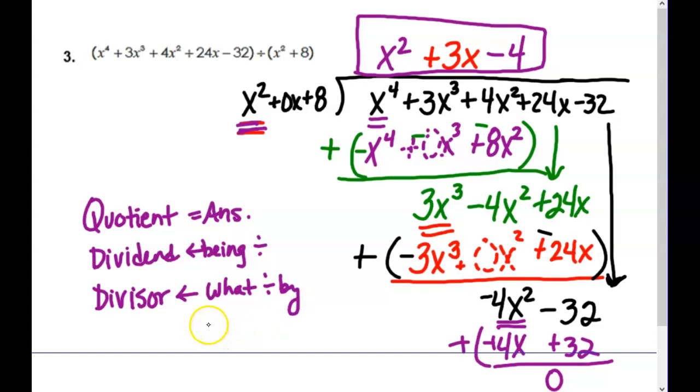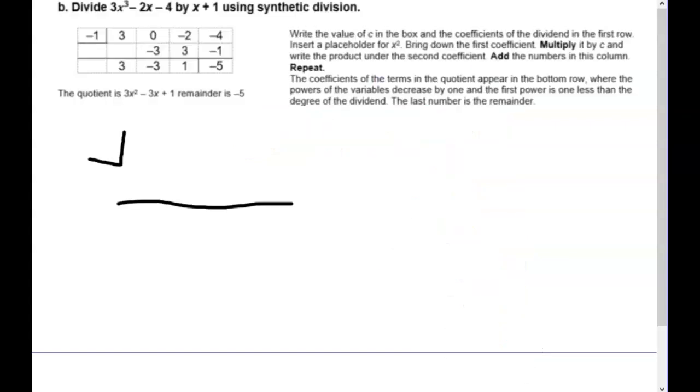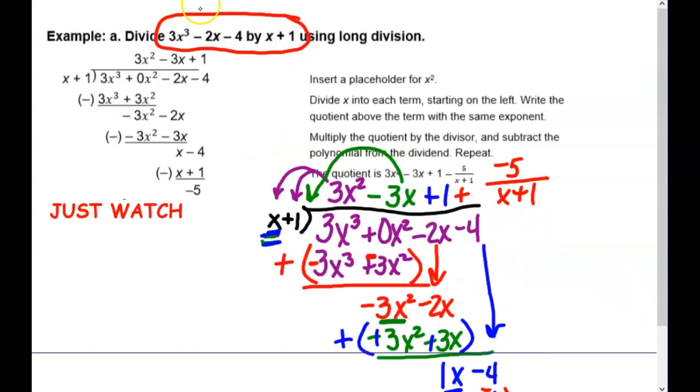Anybody's struggling with that vocabulary? Okay, I'm going to go back and do the synthetic division. Now, I think it might be the same problem here. We had this original problem, 3x cubed minus 2x minus 4 divided by x plus 1. This is a problem because this is a linear term with a coefficient of 1. So it's just x plus or minus something. You could have done this one by synthetic division.